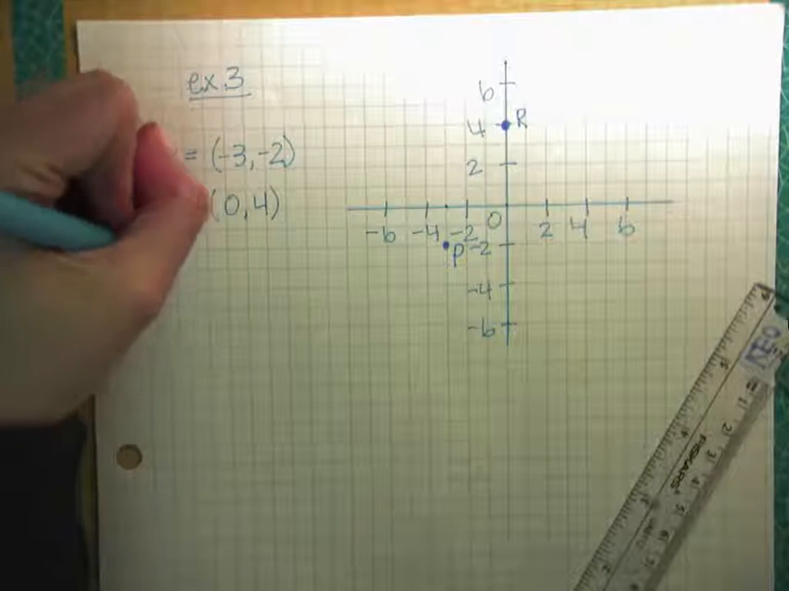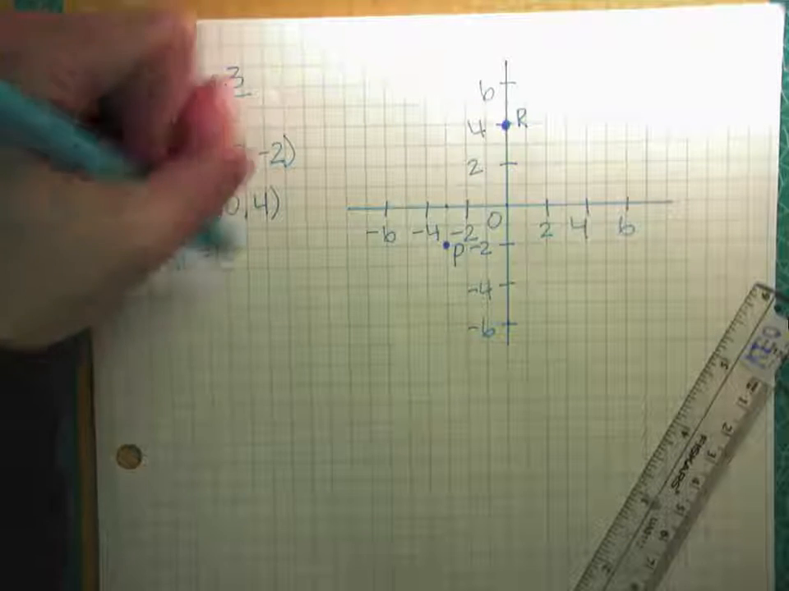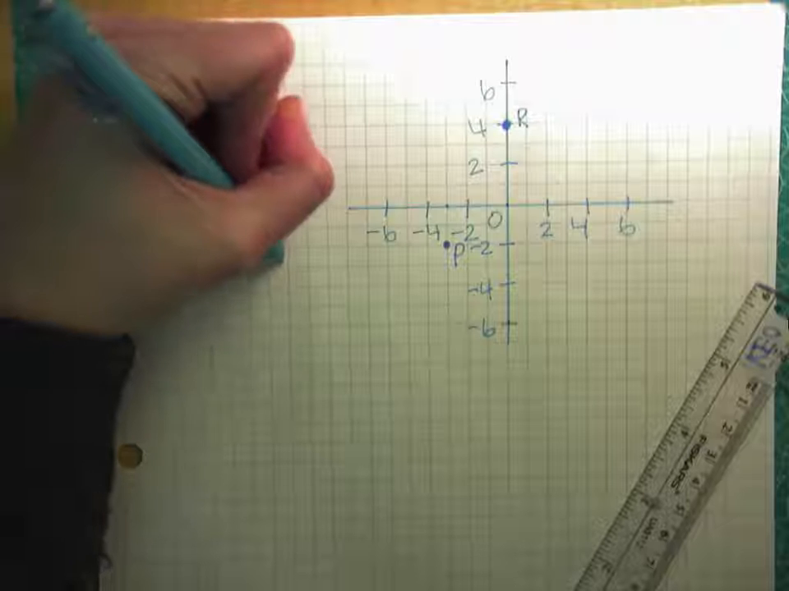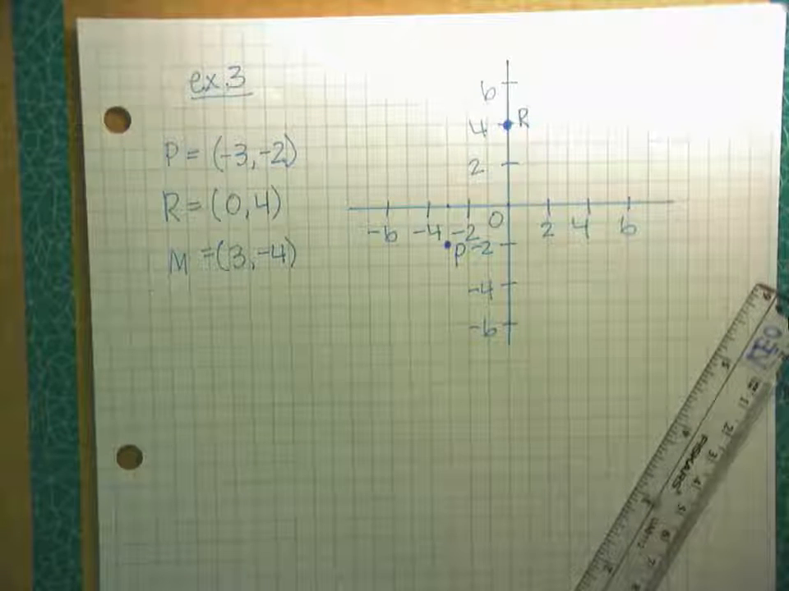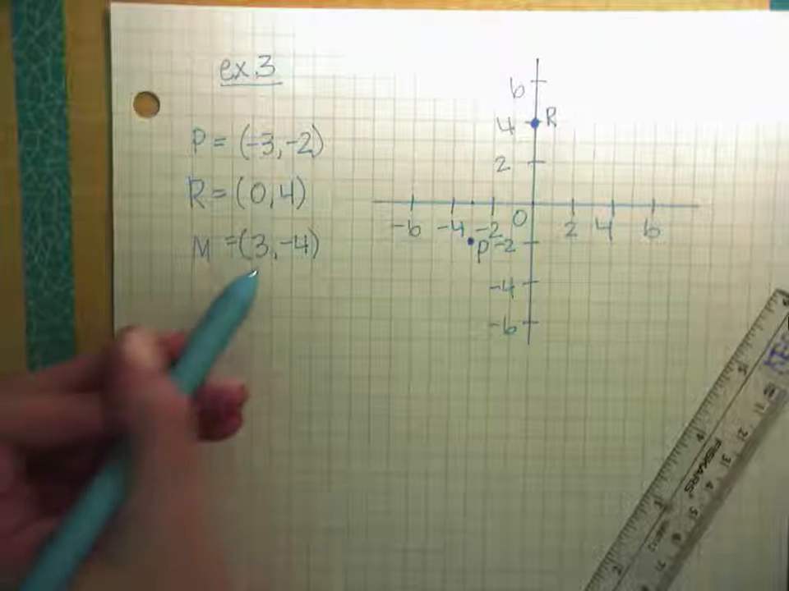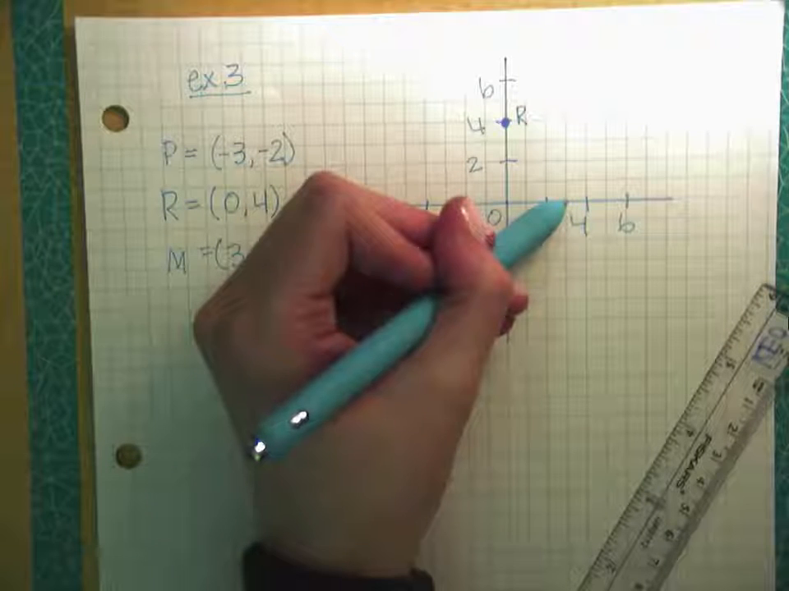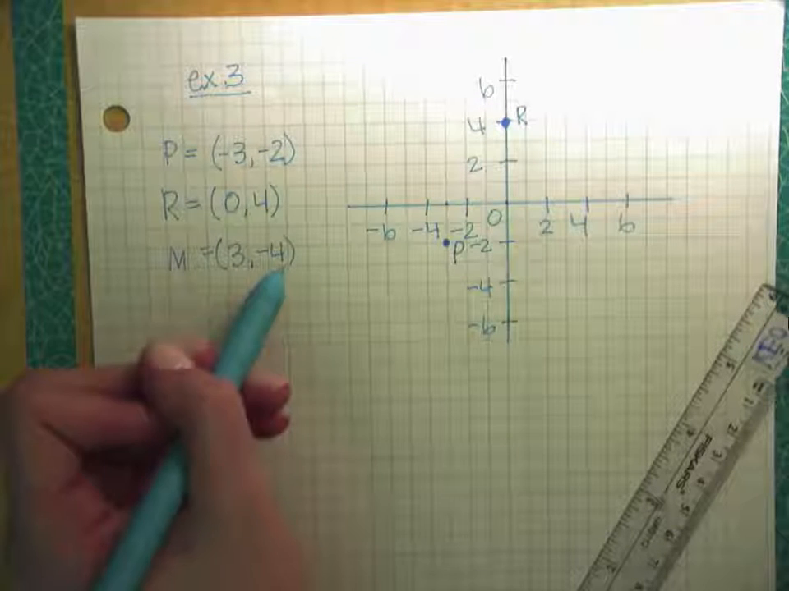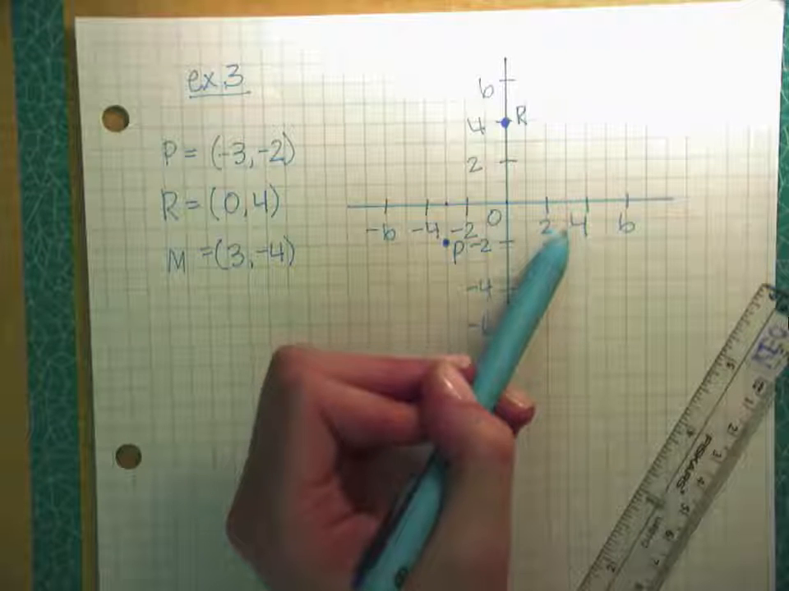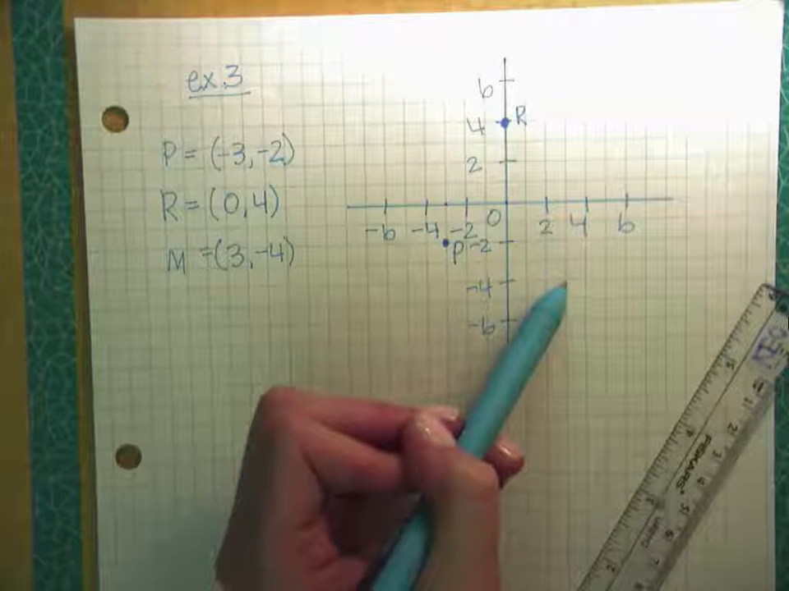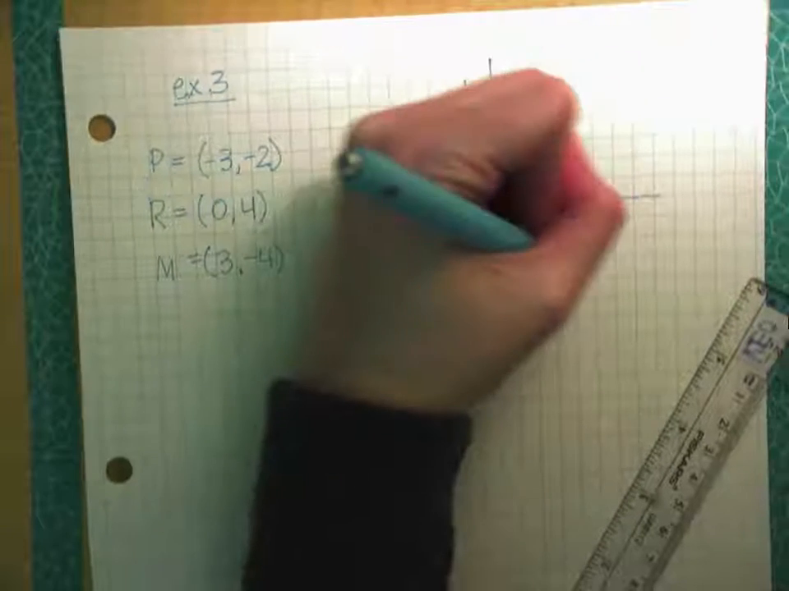Okay, and my last point is point M, and its coordinates are 3, -4. So again, my x-coordinate is 3, so I'm going to start at the origin and go over to 3, and my y-coordinate is -4. So I'm at 3, and I'm going to go down to -4, which is right here. So that would be point M.